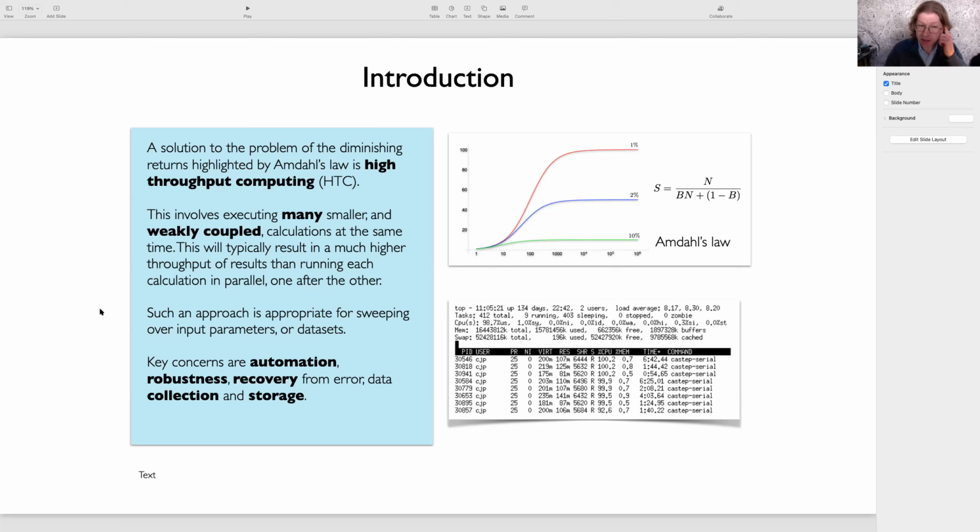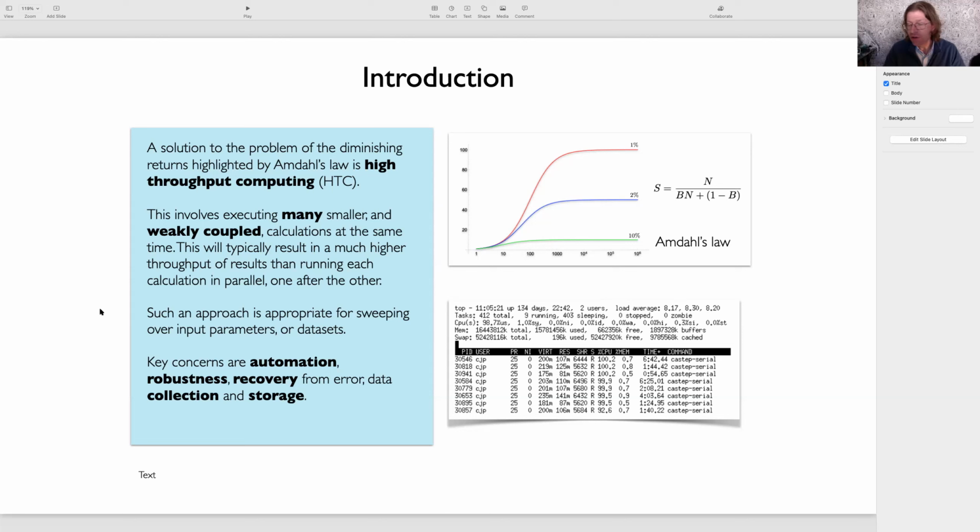And so this will typically result in a much higher throughput of results than running each calculation in parallel. But it's only really useful if you actually want to do a lot of calculations. If you only want to do one calculation, there's no point doing hundreds and hundreds of the same calculation to get your throughput up. So you have to find particular problem sets or problem types that can take a benefit of this style of parallelization.